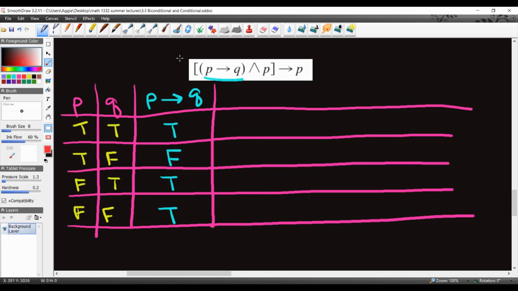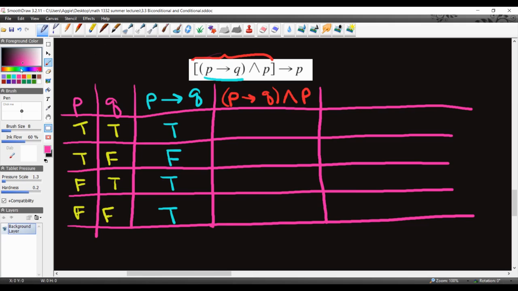So now we're going to go ahead and do this entire thing. We're going to do all this now. So that would be P implies Q and P. Okay, don't let those brackets freak you out. It's just like another set of parentheses. It means we have to do the inside of this first before we move on. So now we're going to do all of this part inside.